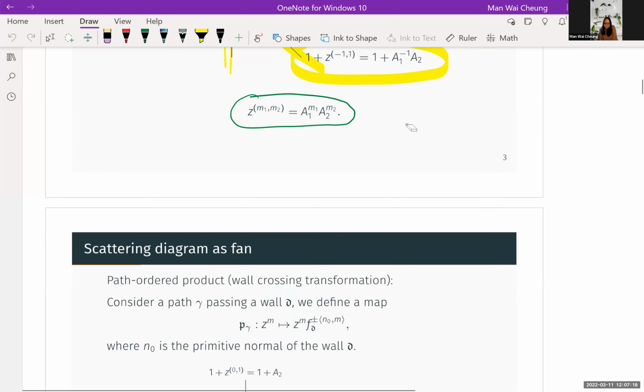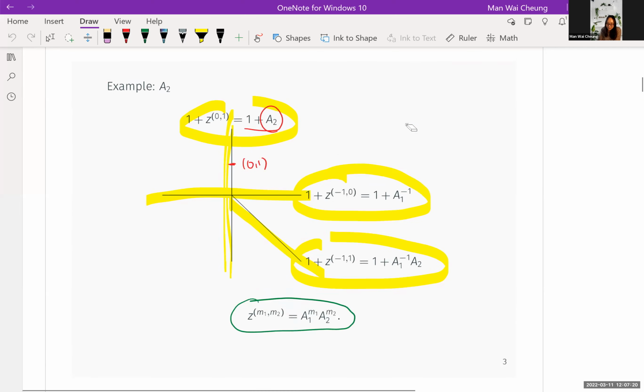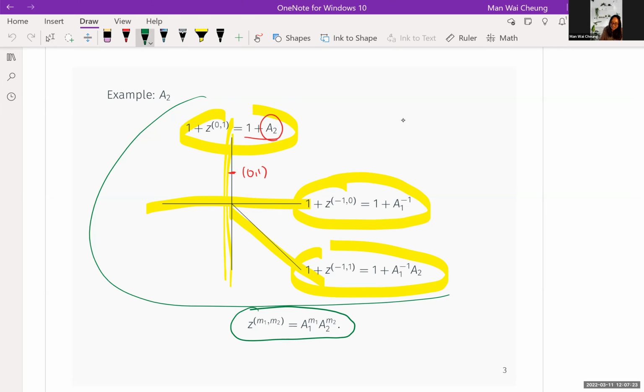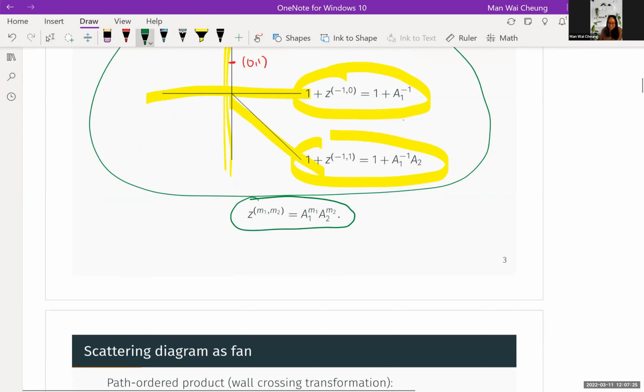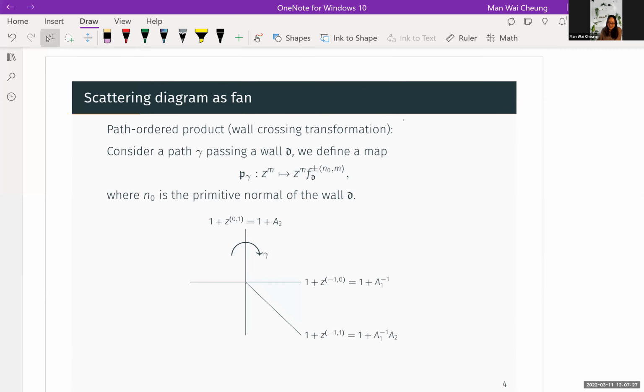I know it will be easy for other people, but anyway, this is a scattering diagram, and then we'll do wall crossing now. Now we have this path going over this wall, and this is our wall crossing. How does that look? We add on a monomial by keeping the monomial. Here I pass over this wall D, and this is my wall function.